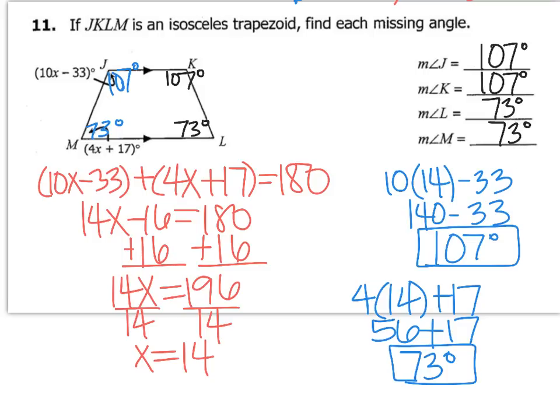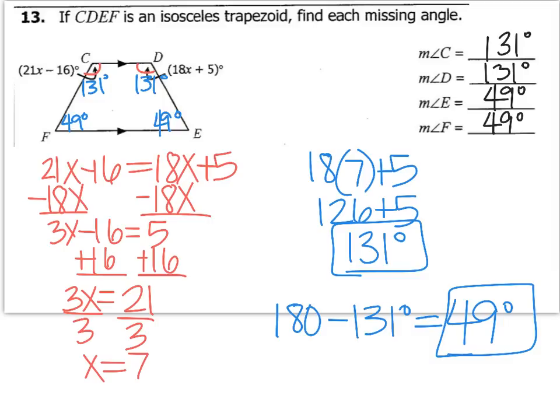All right, now let's check number 13. For 13, you should have gotten 131, 131, 49, and 49 degrees. What you should have done was set angle C equal to angle D because it is an isosceles trapezoid, therefore the base angles are congruent. Set them equal to each other. Move all the x's to one side, all the constants to the other. Divide by 3 to get x by itself, x equals 7.